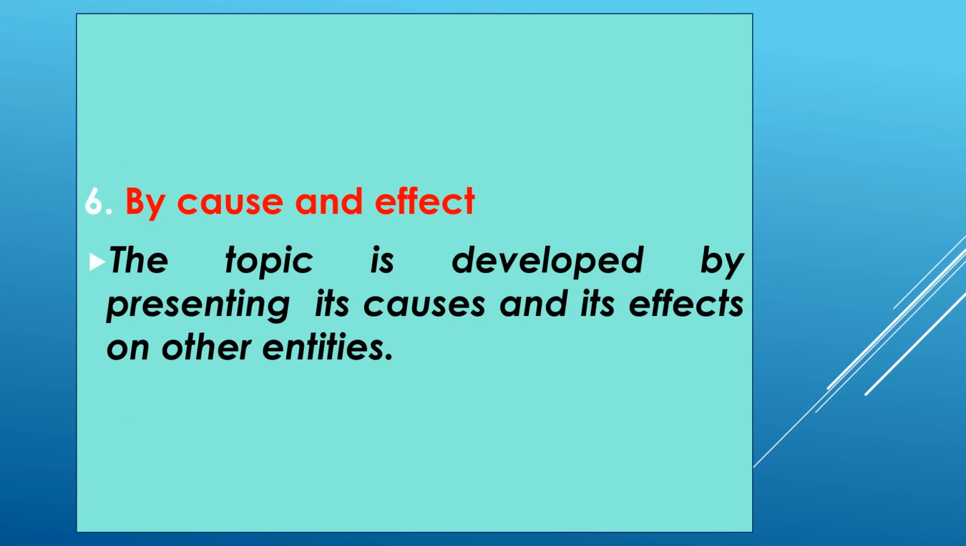The sixth way to develop a paragraph is by cause and effect. Here, the topic is developed by presenting its causes and its effect on other entities. A cause states why something happens, while an effect is what happens. If they're combined together, they can be used as a writing development pattern. With the cause and effect pattern, the writer can better explain how an event or action leads to another.